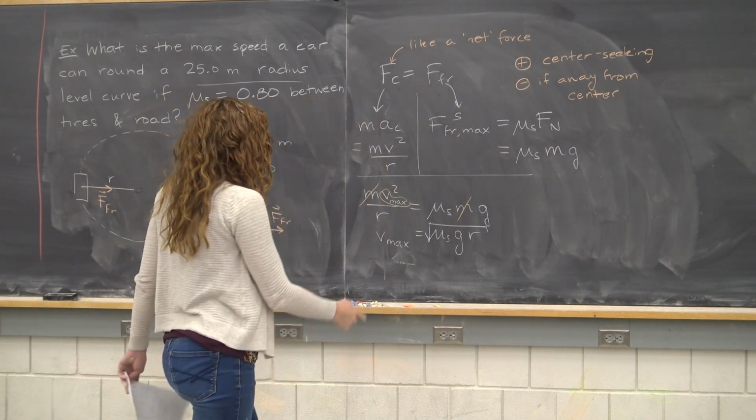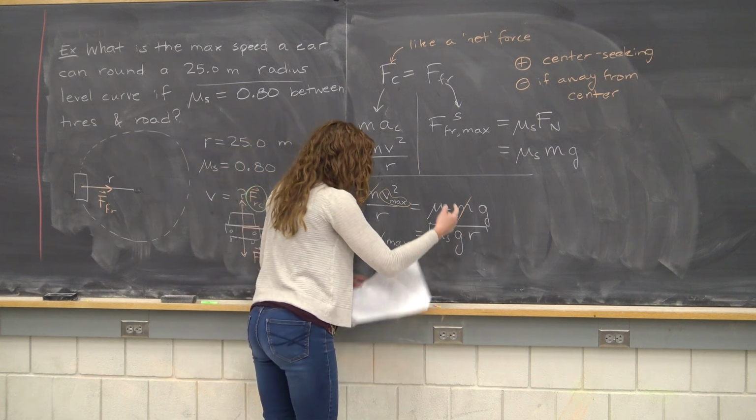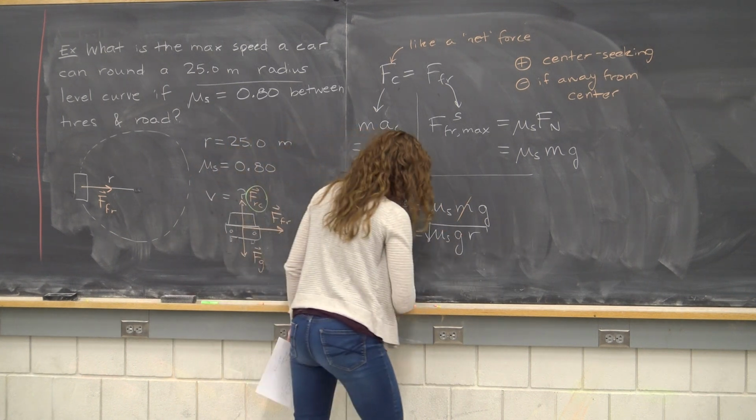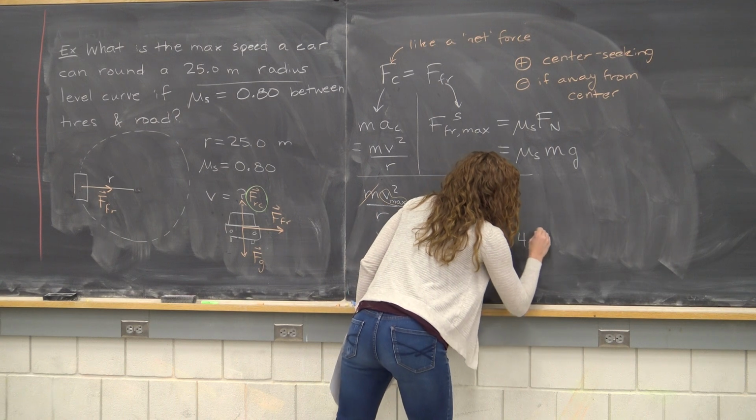Magnitudes are always positive. So v max is going to be the square root of mu s g r, which in my case is, I get 14 meters per second.